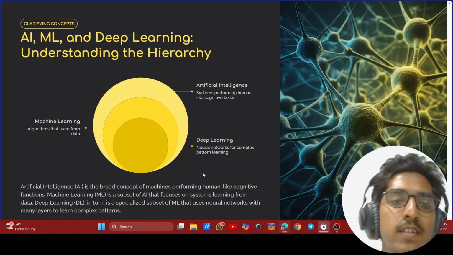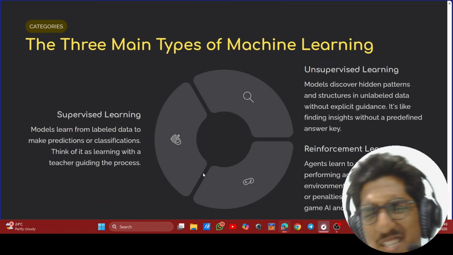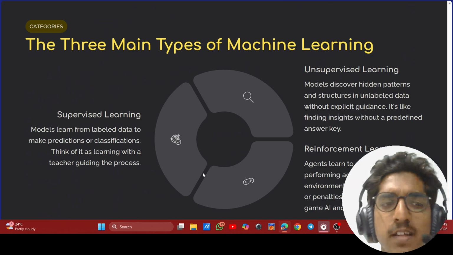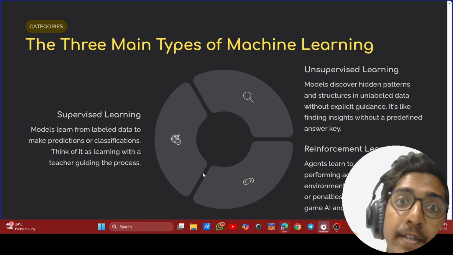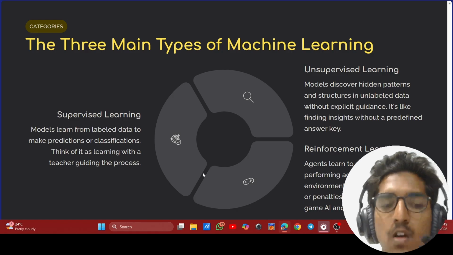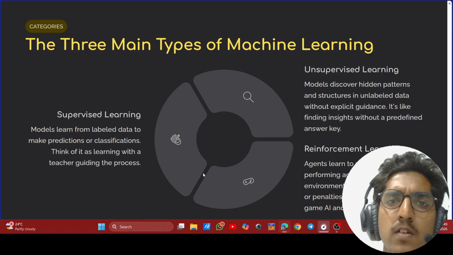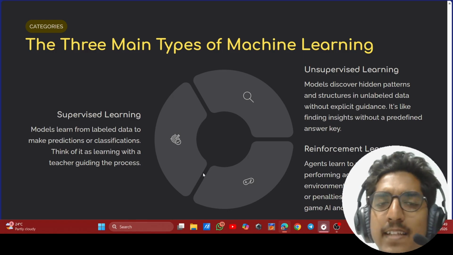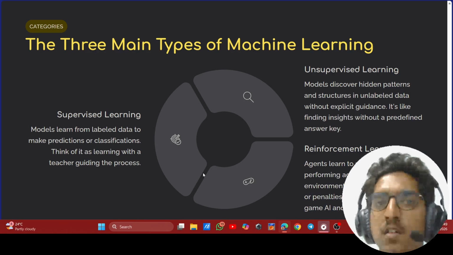So I'll be moving to the next part. Basically in machine learning, there are three types of learning. First one is supervised learning, then unsupervised learning, and reinforcement learning. So what do you mean by supervised learning? Supervised learning means there is some support given to the learning method.